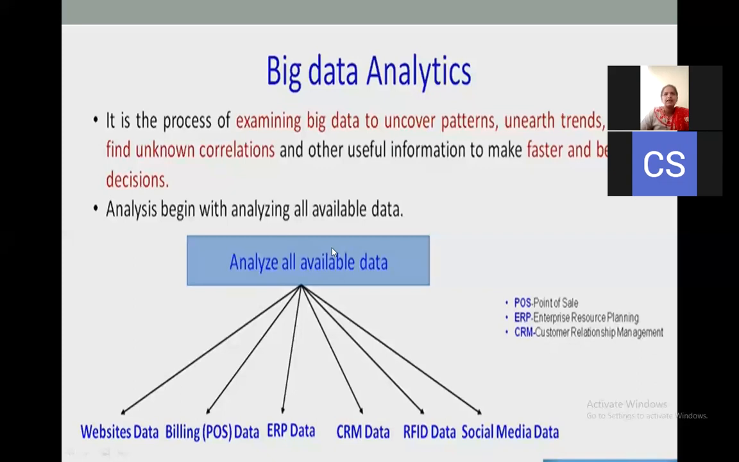We analyze this data, and after analyzing, we uncover the patterns and trends, and you can find unknown correlations between this data. After analyzing, you get meaningful, useful information. So this is the actionable insight. Why is this useful information needed? To make faster and better decisions. So that is nothing but what?